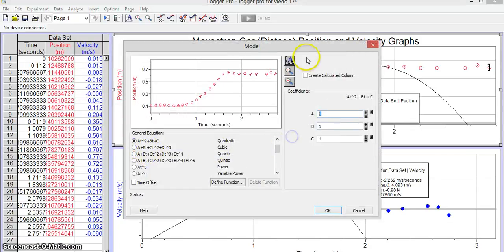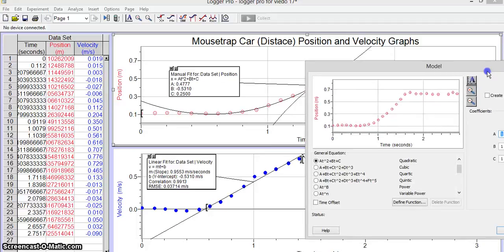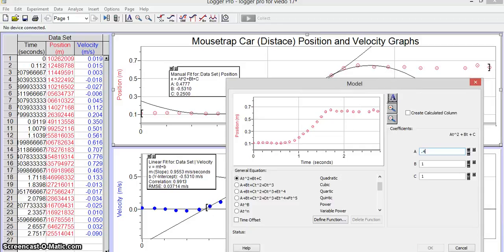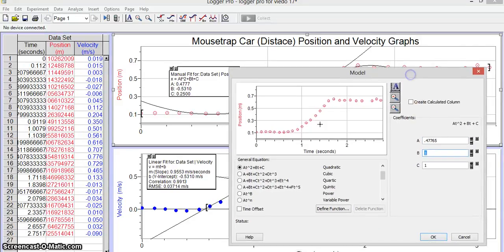So my A was, and I'm doing this for the first part of my velocity graph, which is when the car was speeding up, half of 0.9553, which is about 0.47765. And then my B, which is just my initial velocity, which is also the y-intercept of my velocity time, was about negative 0.5310. And then my C, I had to play with to bring it down.